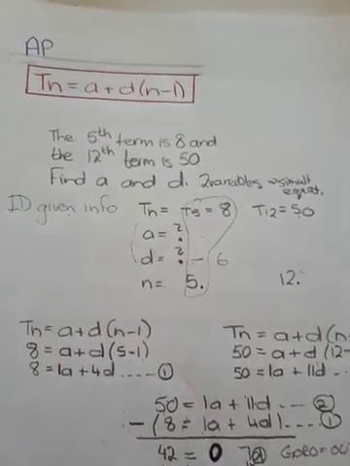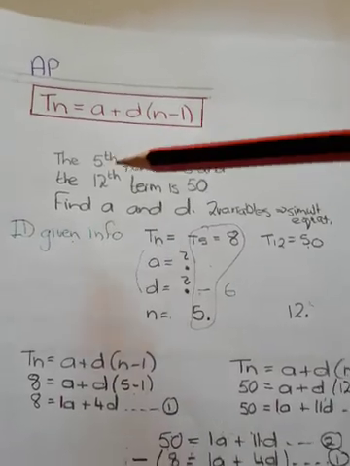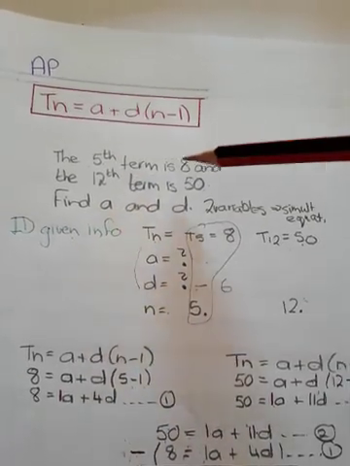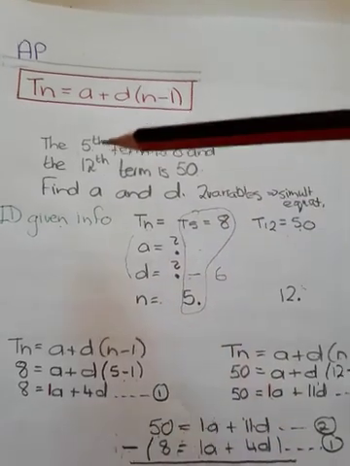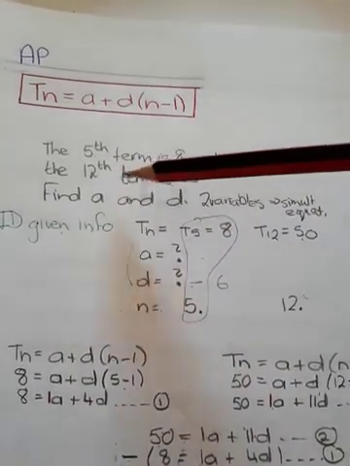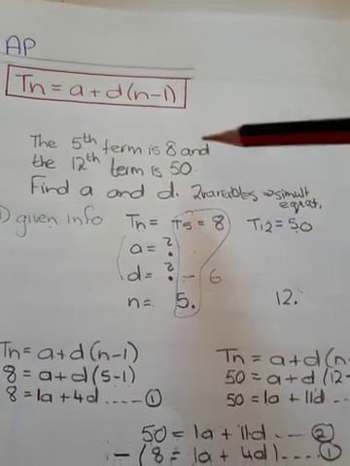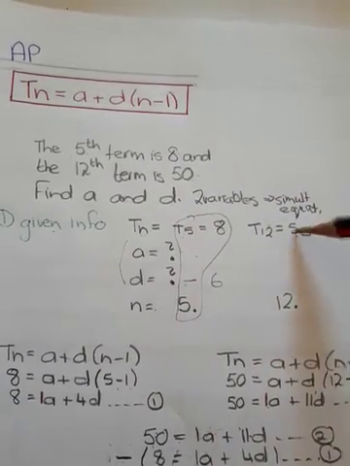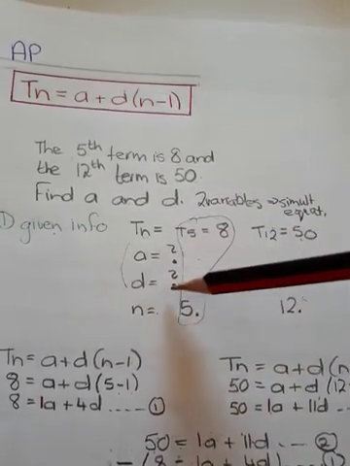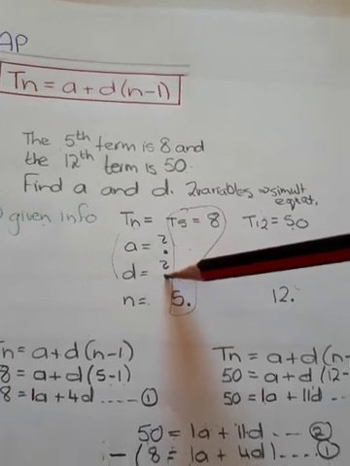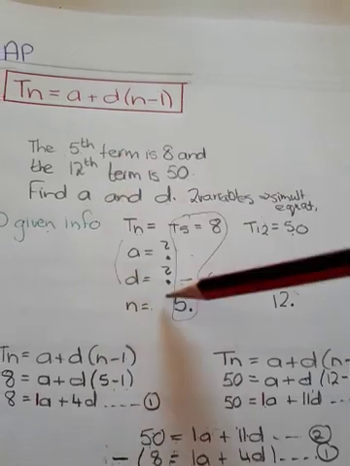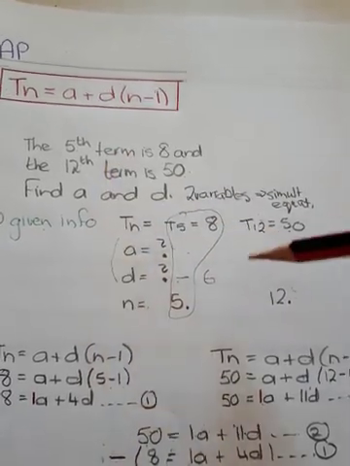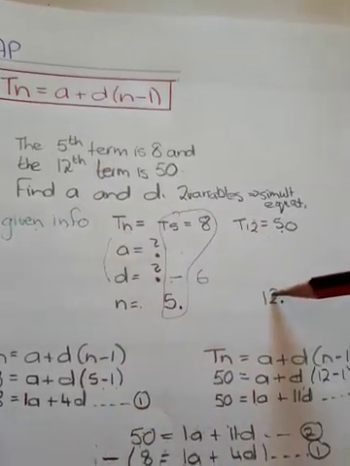All right, let's go back and let's just check again. This one is slightly different because they give you the fifth term, which is 8. So they give you T5, which is equal to 8. And they give you the 12th term, so that's T12, which is equal to 50. They ask A, they ask D, right? And the positions are given because this is the 5th, so that's 5. And this is the 12th, so N equals 12.